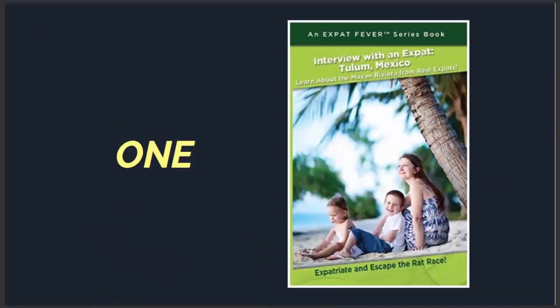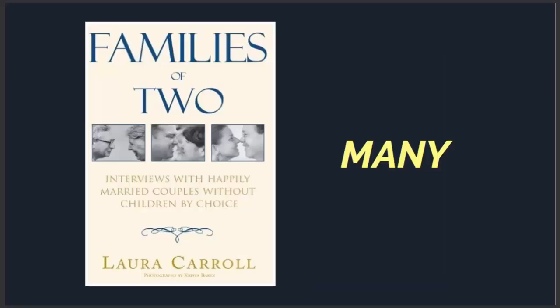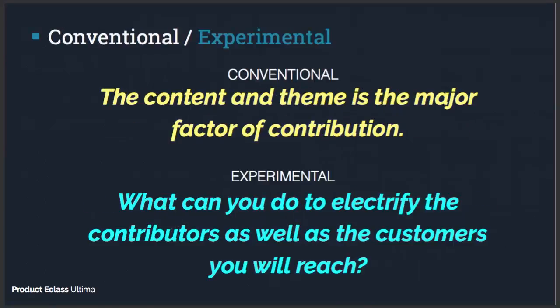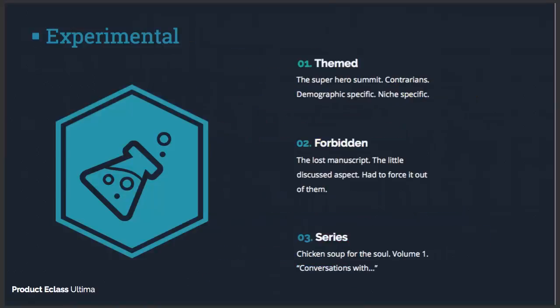One expert versus many experts. So here's an example of one expert with an additional consideration that we talk about in the course that's kind of neat. And here's an example with many experts, single media or multimedia. And there are considerations for both. Usually, again, like I said, we start with single, but hey, we can go multi if we want to. And same thing for conventional and experimental.